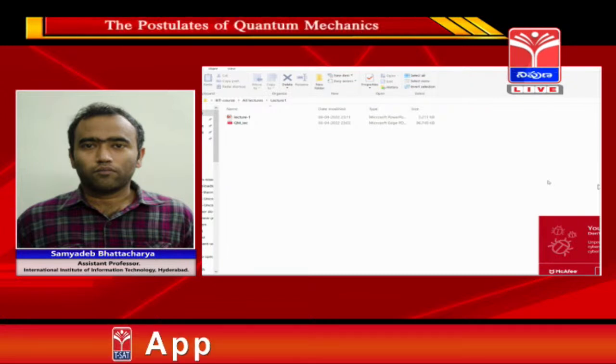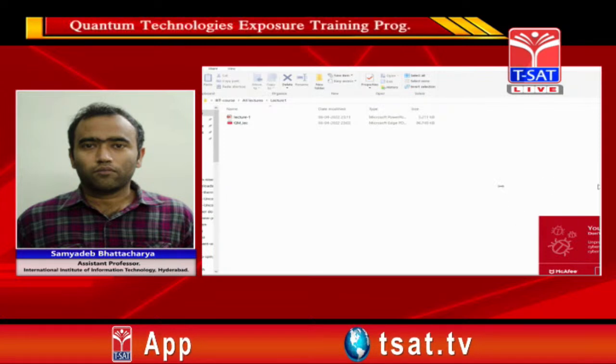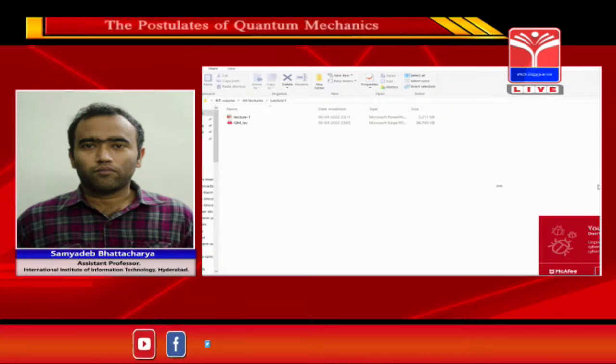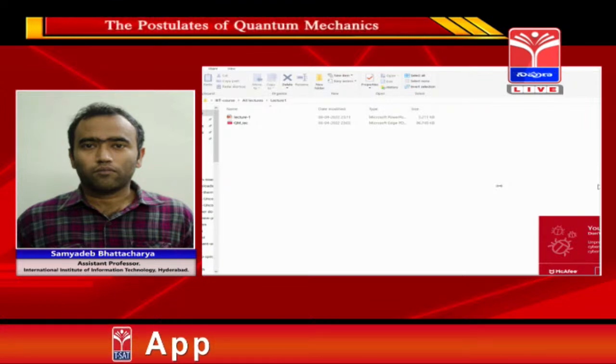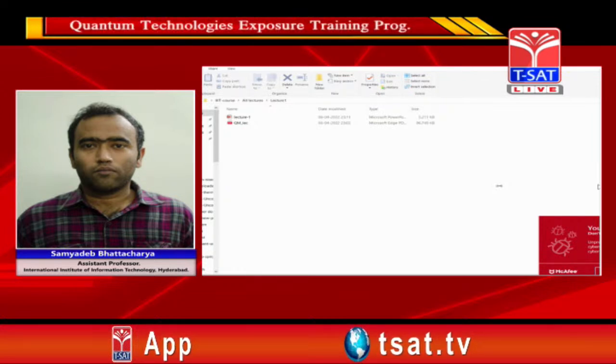But building such computers is not so easy. I was just talking about this something called decoherence, where quantum particles lose their quantumness or quantum property due to environmental interaction. So to build a quantum computer, it has to be sustainable also.